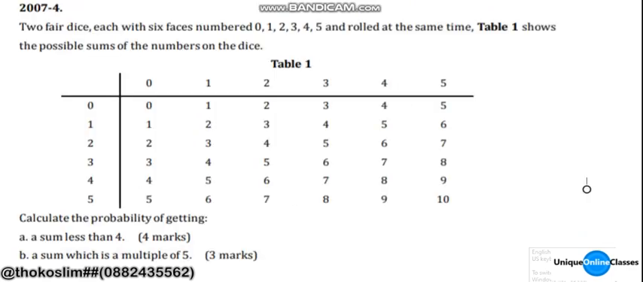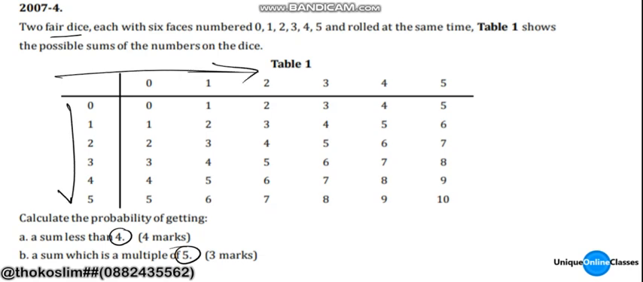This question was question number 4 in 2007. That's about experimental probability. It reads: 2 fair dice, each of 6 faces, numbered from 0 to 5, are tossed at the same time. Table 1 shows the possible sums of the numbers on the dice. So that's the table. Calculate the probability of getting a sum of less than 4 in a sum which is a multiple of 5. So you can see this side is one die, also the other die. My side is 6 on the minimum.